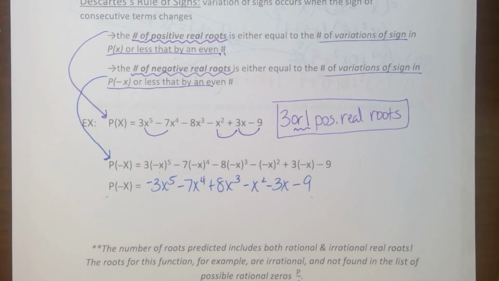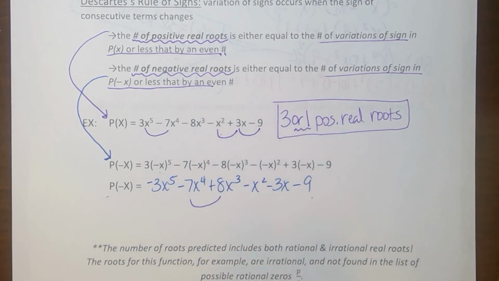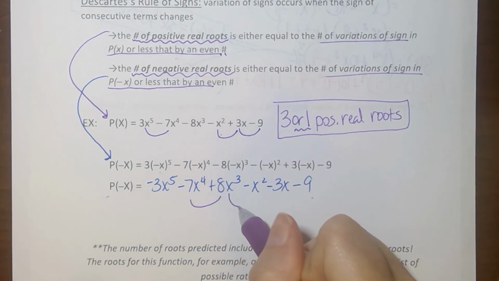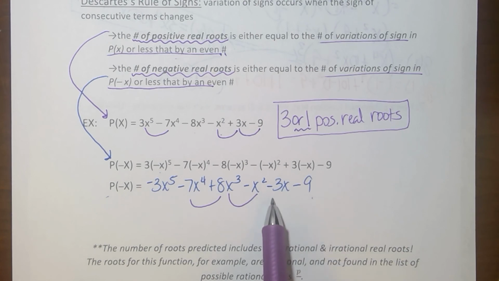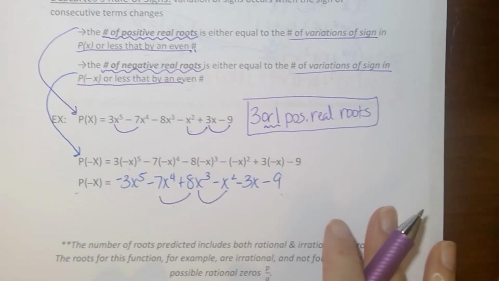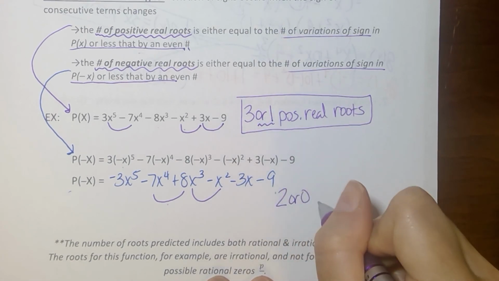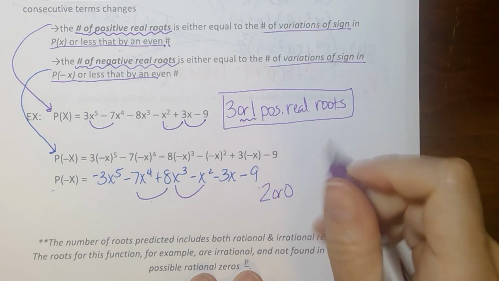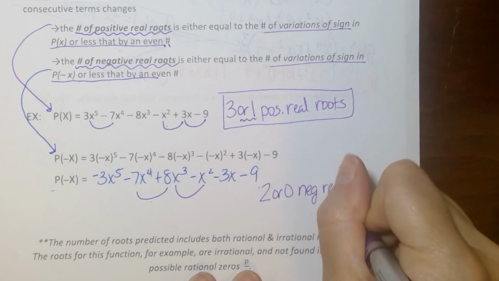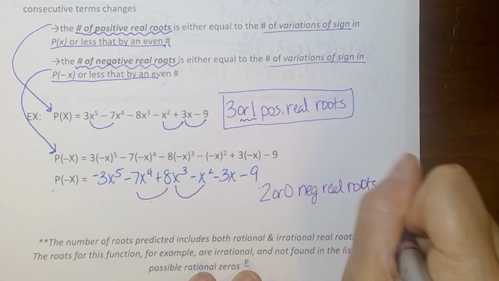Now I look for variations of sign. Negative term, changes to positive. Changes from positive to negative, stays negative, stays negative. So I only had 2 variations of sign this time. Well, 2 minus 2 is 0. So I have 2 or 0 negative real roots.